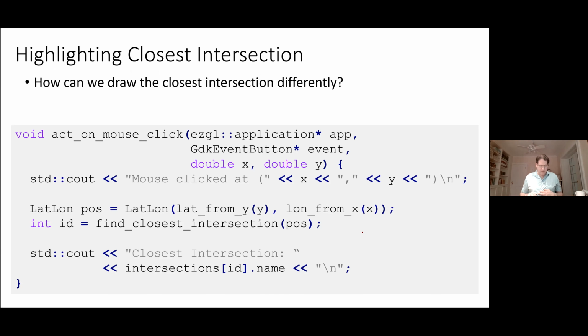Okay, so we've now figured out where the person clicked and what intersection is near that. So we now need to highlight it. That's one of the things you're supposed to do in Milestone 2: highlight an intersection that a person clicks on and print out some information. Okay, so this is the code that we just went through. Person clicks, we figure out the intersection, and we can print it out.